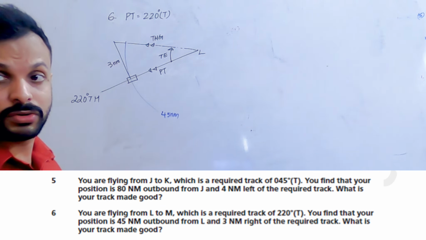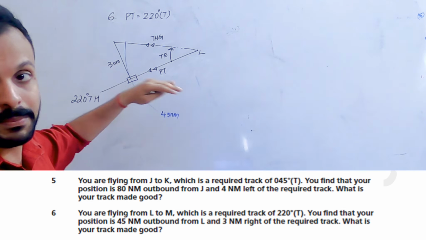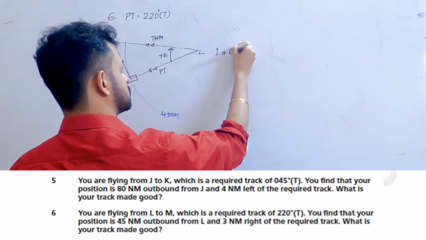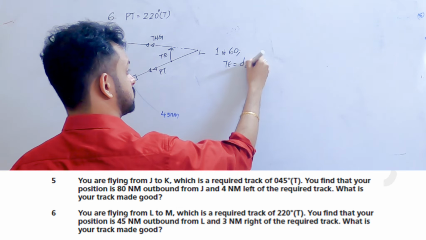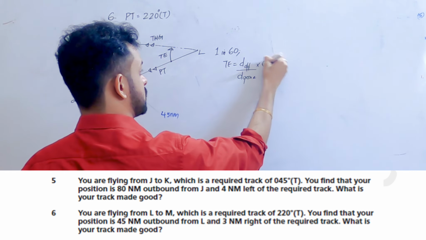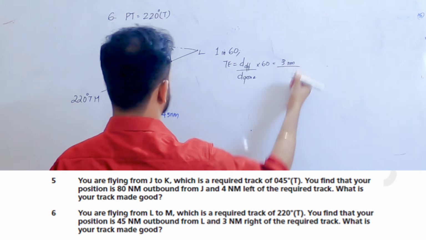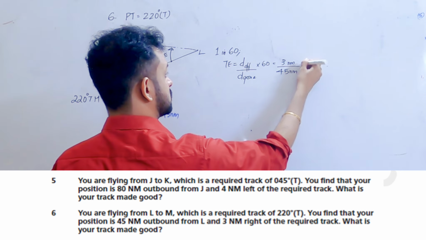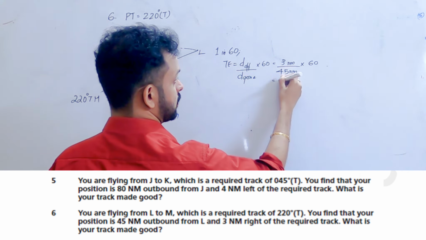So you follow the same procedure. Using 1 in 60, you can find the track error, and then using that with the planned track, you can find track made good. Therefore, applying 1 in 60, track error is equal to distance off by distance gone multiplied by 60. That is 3 nautical miles divided by 45 nautical miles, multiplied by 60. That's going to be 4 degrees, right?